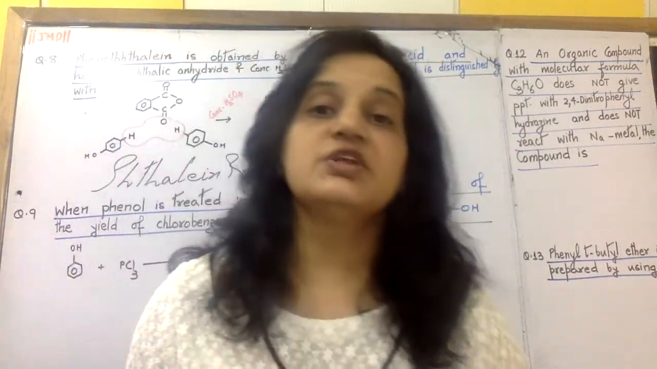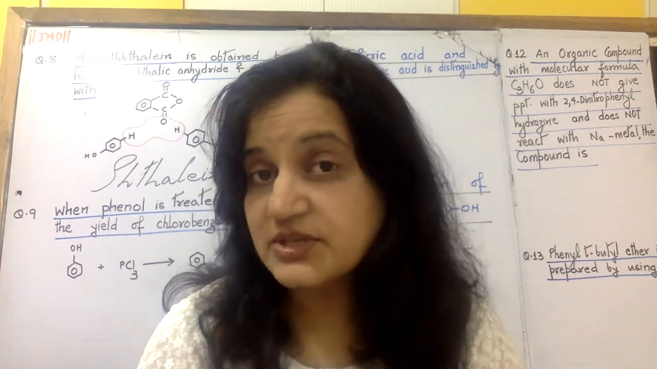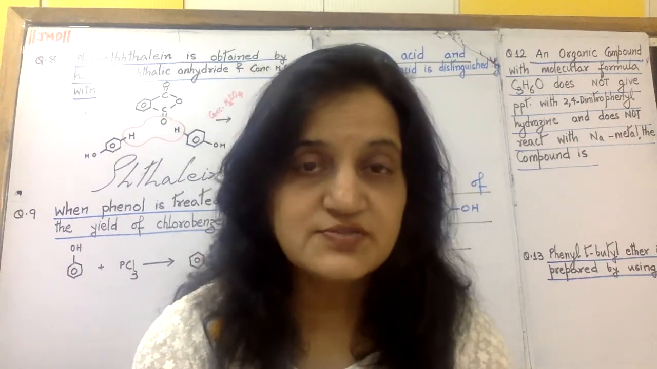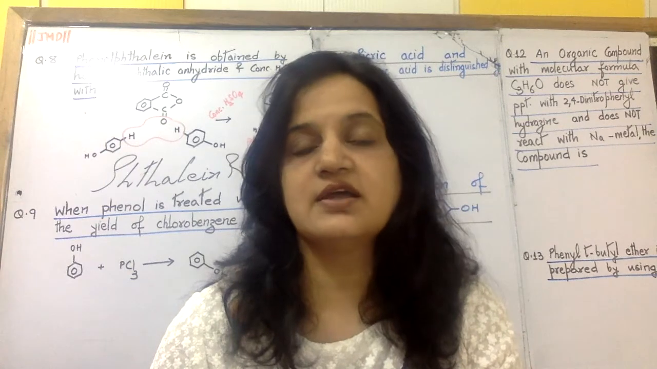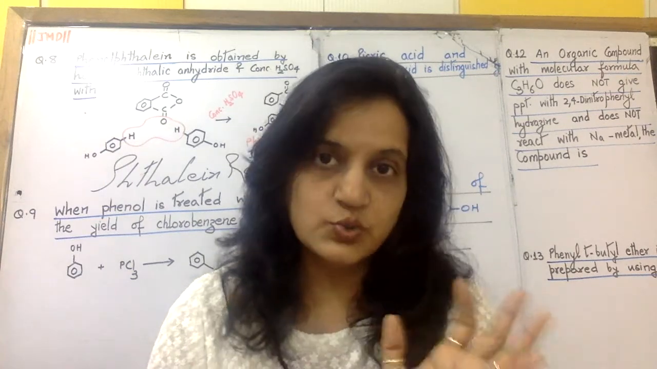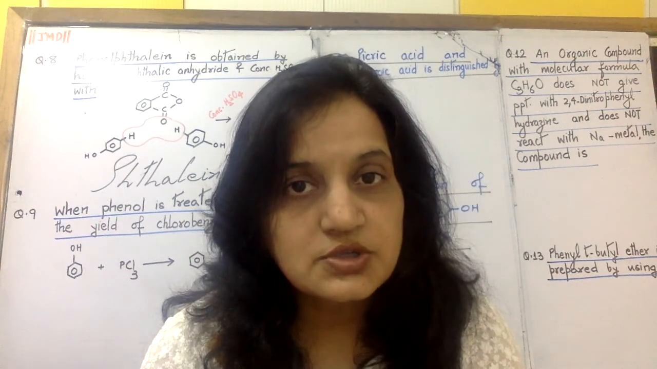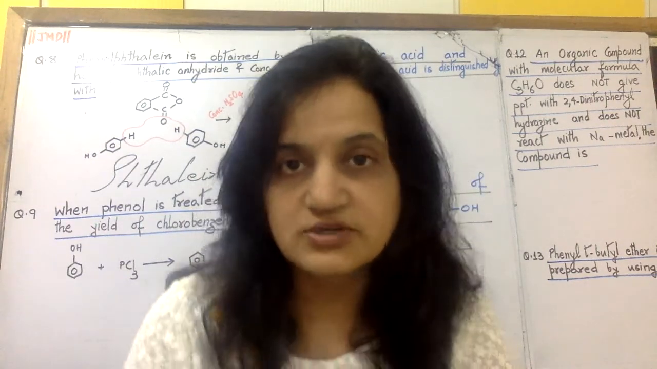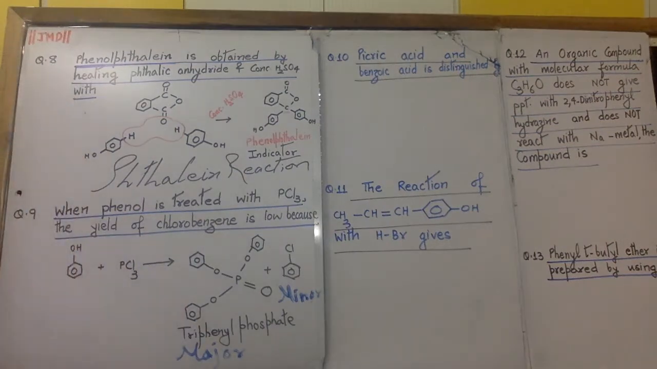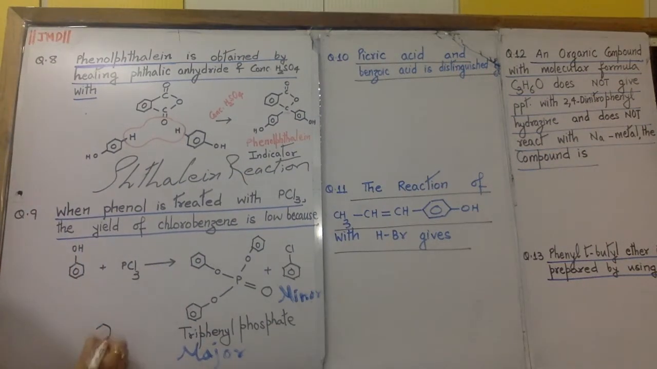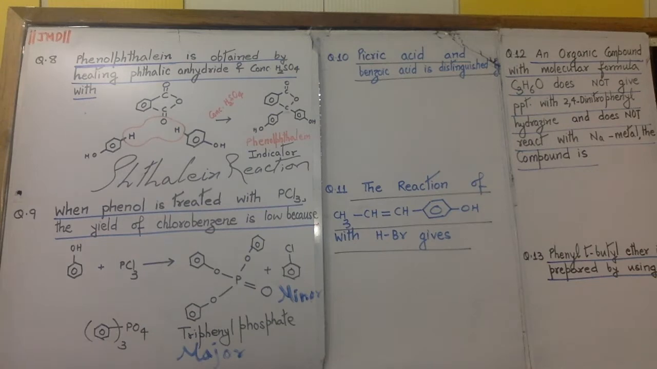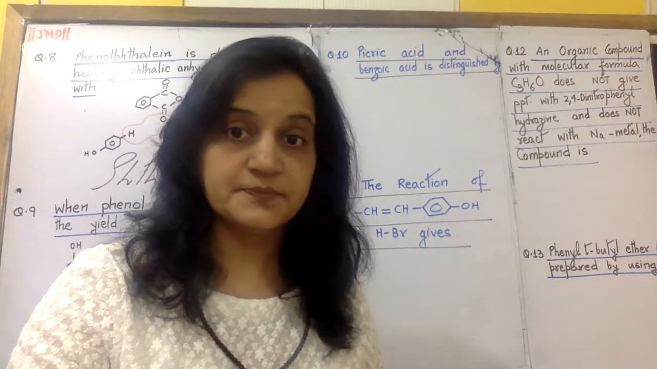So when phenol is treated with PCl3, chlorobenzene is not the major product. The major product is triphenyl phosphate. That is how the options are placed in the worksheet. One of the options is triphenyl phosphate, mentioned in this fashion. So that's the answer.